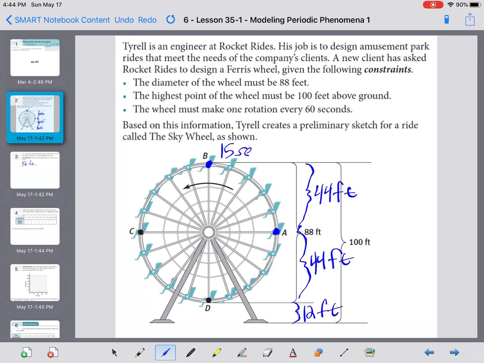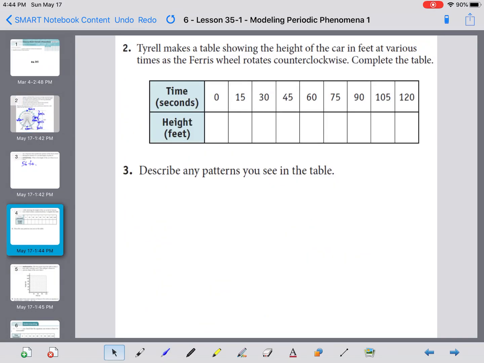So at point B right here, which is going to be 15 seconds later, right? The height, we can find the height there. Point C right here is going to be 30 seconds into the spin. Point D down here is going to be 45 seconds in. And after 60 seconds, you're back here at point A. So you're at point A at 0 seconds and at 60 seconds, okay? So let's start putting this in the table.